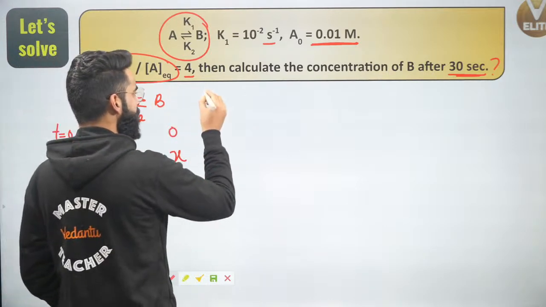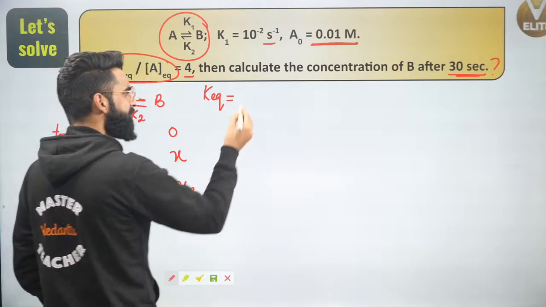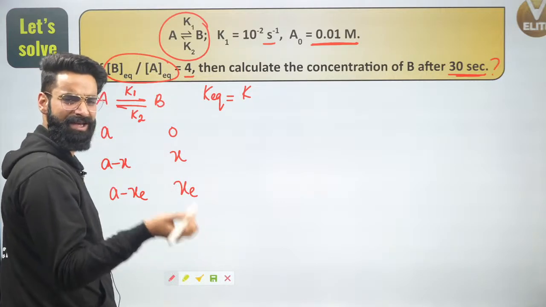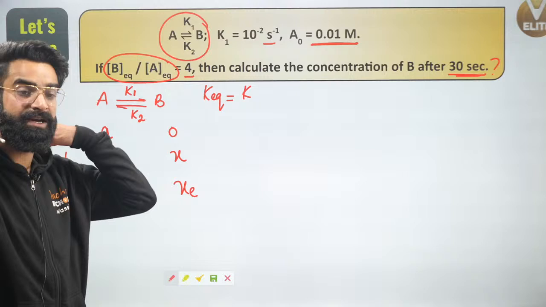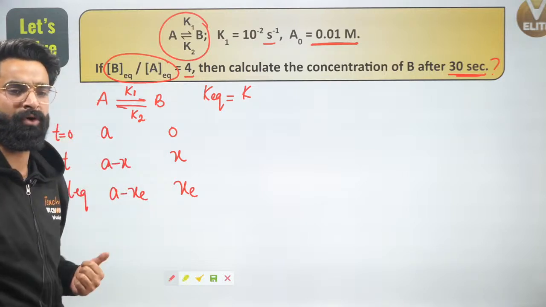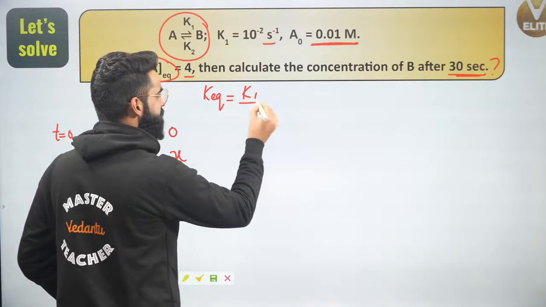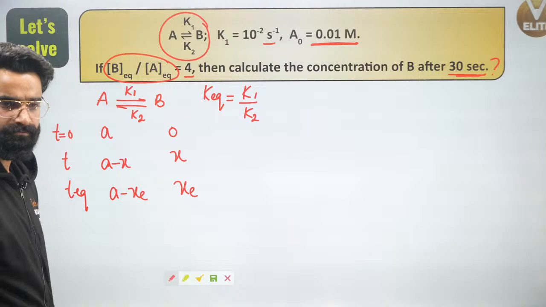People, I hope you remember equilibrium constant. How do we define it? Equilibrium constant is nothing but the rate constant for forward reaction divided by rate constant for backward reaction. The ratio of rate constant of forward to the rate constant of backward reaction is how we define equilibrium constant. I hope you remember that. So equilibrium constant right here is going to be simply K1 divided by K2.